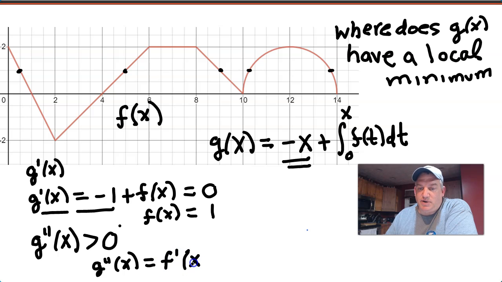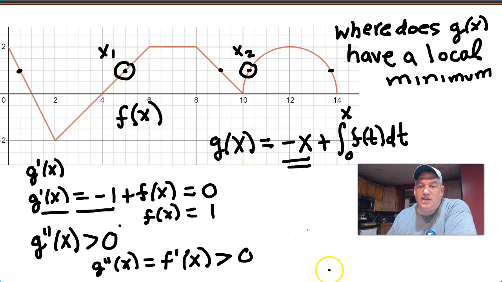So g double prime of x is going to be greater than 0 whenever the slopes of f are greater than 0, or basically when the function f is increasing. So what values of x is the function increasing? Okay, we're going to have a value of x definitely here. We're increasing. And we're also increasing here. So those are two values of x in my graph. We'll call them x sub 1 and x sub 2. And I'll leave it as an exercise for you guys to find those exact values.